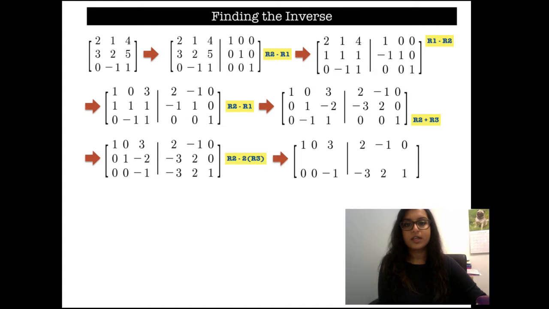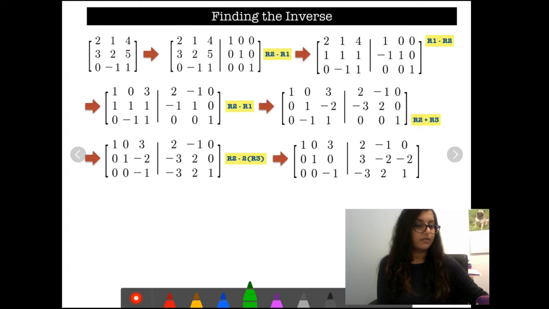We're going to do 0 minus 2 times 0, which is 0. Then 1 plus 2 times 0, which is 1. Then negative 2 minus 2 times negative 1, which gives us the 0 that we wanted. And then negative 3 minus 2 times negative 3, which gives us a positive 3. 2 minus 2 times negative 2 gives us a negative 2. And 0 minus 2 times 1 gives us a negative 2 as well. Okay, it looks like we're getting very close.